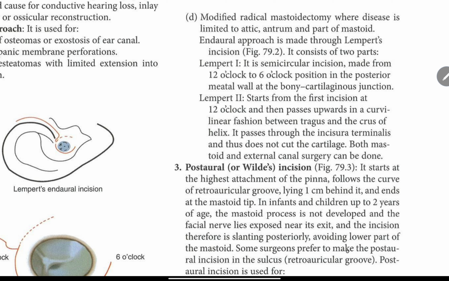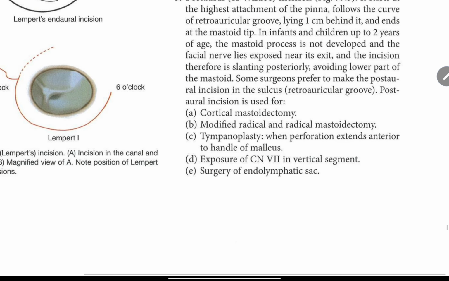Some surgeons prefer to make the postaural incision in the sulcus, the postauricular groove. Postaural incision is used for cortical mastoidectomy, modified radical and radical mastoidectomy, tympanoplasty when perforation extends anterior to handle of malleus, exposure of cranial nerve 7 in vertical segment, and surgery of endolymphatic sac.